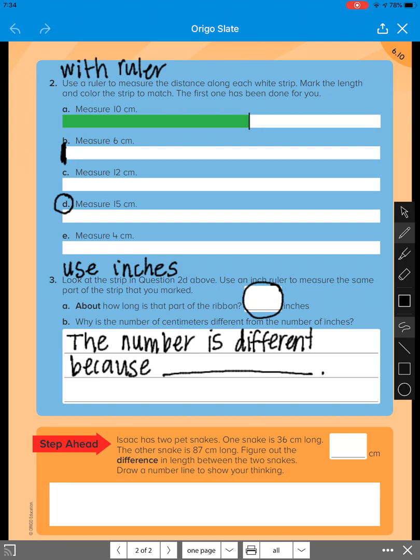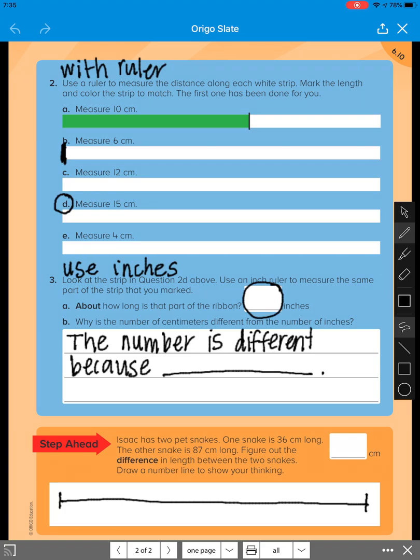On the step ahead, it says Isaac has 2 pet snakes. One snake is 36 centimeters long. The other snake is 87 centimeters long. Figure out the difference in the length between the 2 snakes. Draw a number line to show your thinking. So you're going to draw your number line.